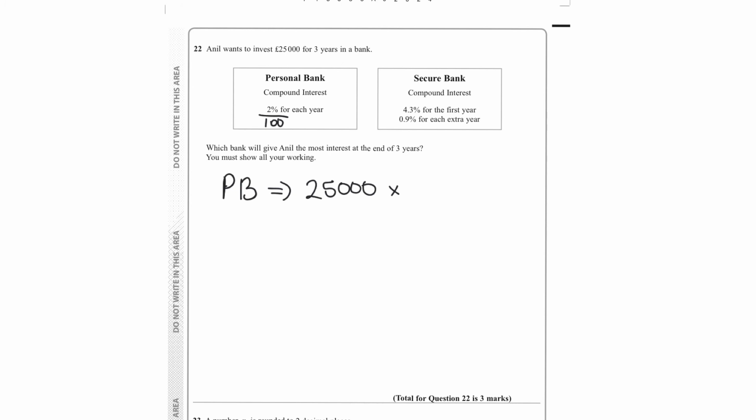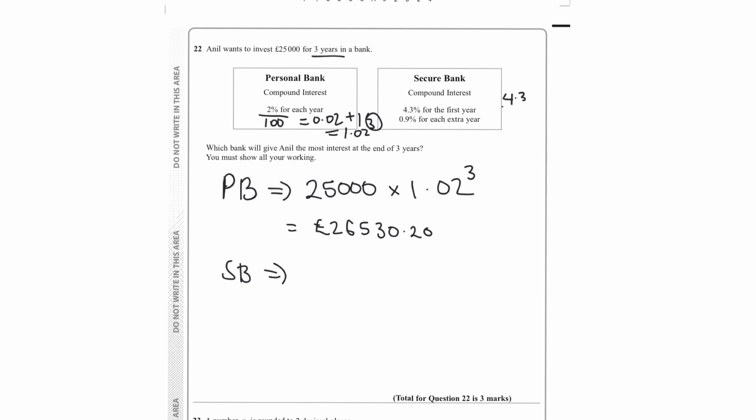So put into your calculator 2 divided by 100, you should get 0.02 and add 1. So you always divide by 100, add 1. That'll be 1.02. Then, because it's for 3 years, it would be to the power of 3. So it's always to the power of how many years he's investing at that rate for. So it would be 25,000 times 1.02 to the power of 3. Put that into your calculator, you would come up with an answer of £26,530.20.